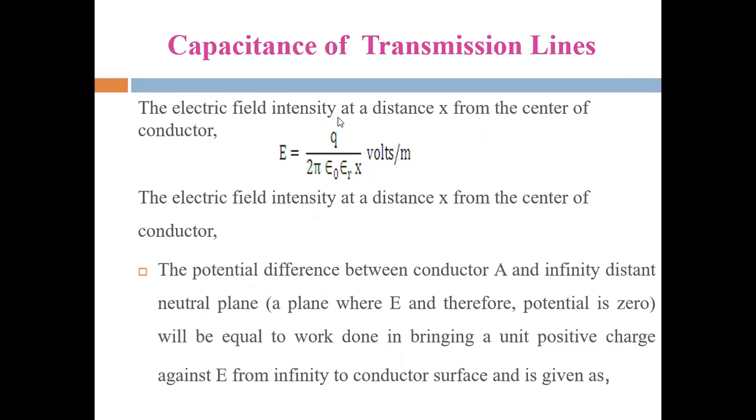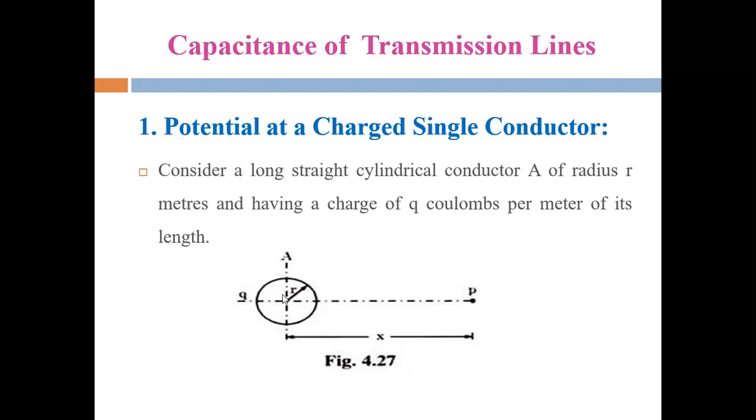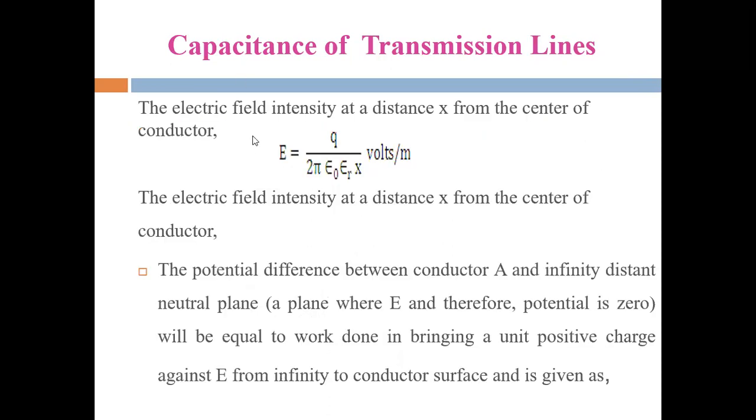Now consider the electric field intensity at a distance x meters from the conductor. We consider a point P. Let us calculate the electric field intensity at a distance x meters from the center of the conductor A. That is equal to q by 2 pi epsilon naught epsilon r x volts per meter.